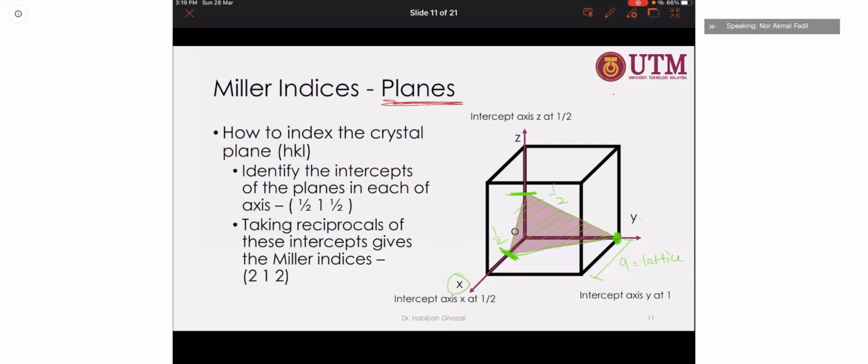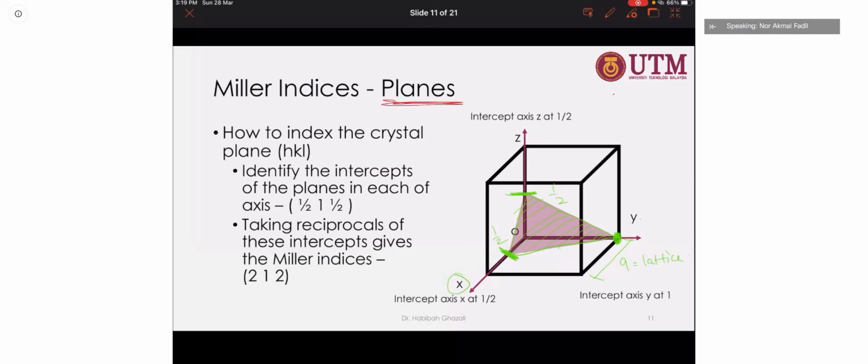Okay, you turn the number upside down. For example, from half in the x direction, x axis, you do the reciprocal, you will get 2/1. And for 1/1, if you do reciprocal again, it will obtain 1/1, and z 2/1. So this one is actually equal to 212. So this is the index, and it's written in this bracket.